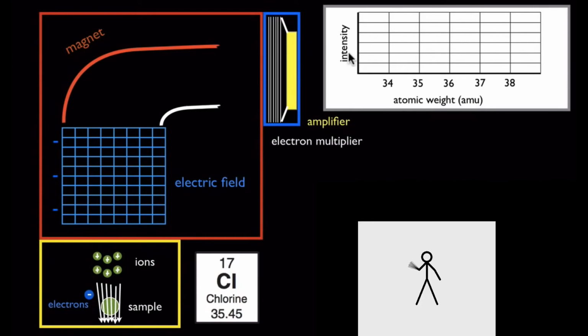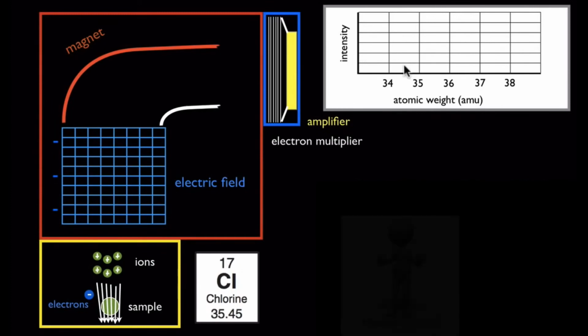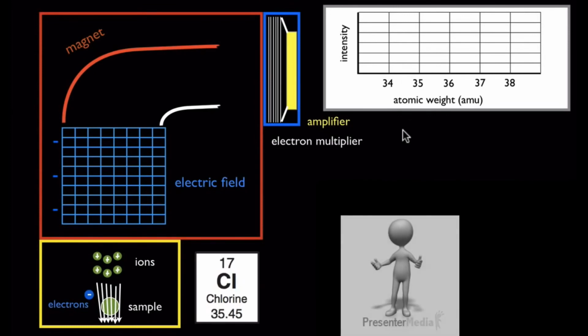And let's try chlorine. So we're going to put chlorine through here. Chlorine really only has two stable isotopes. It's going to have chlorine 35 and 37. And so let's watch and see what happens as we send this chlorine through the mass spec.